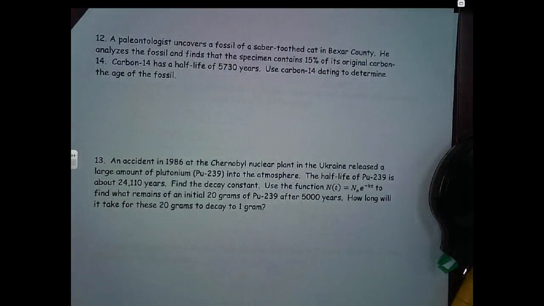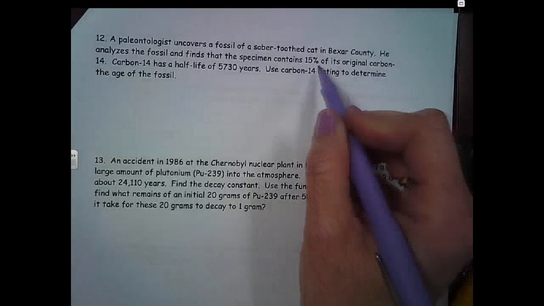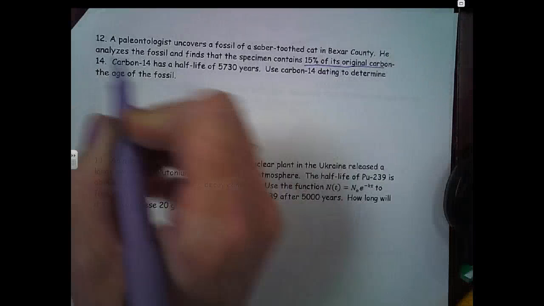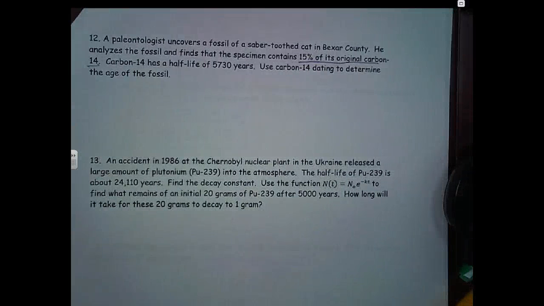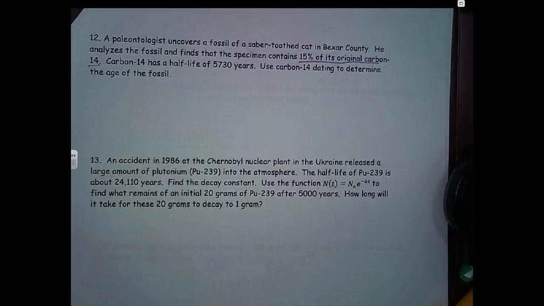Okay, a paleontologist uncovers a fossil of a saber-toothed cat in Bexar County. He analyzes the fossil and finds the specimen containing 15% of its original carbon-14. Carbon-14 has a half-life of 5,730 years. This is how they analyze the pyramids, right? Carbon-14 dating. So use carbon-14 dating to determine the age of the fossil.